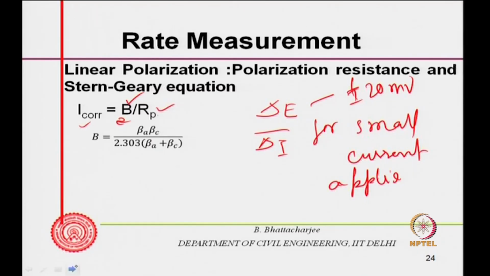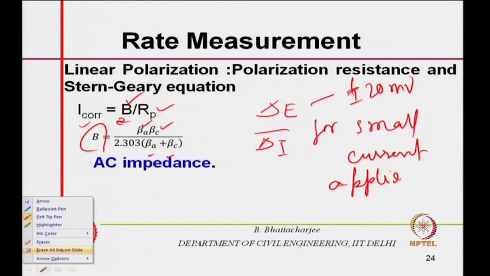R p is the polarization resistance, and it is given as beta A beta C over beta A plus beta C, where these are Tafel's constants which we discussed. So, the relationship between Tafel's constants is something like this. The other technique is to get this.